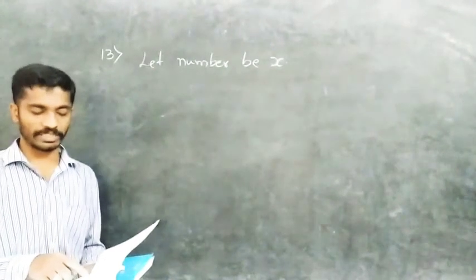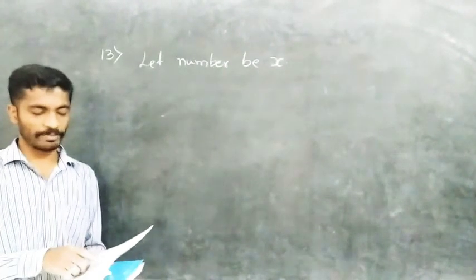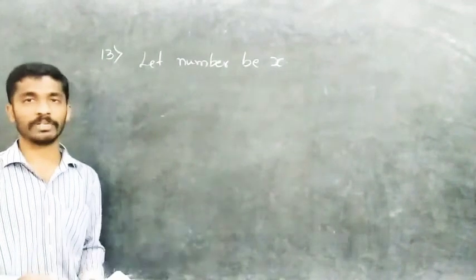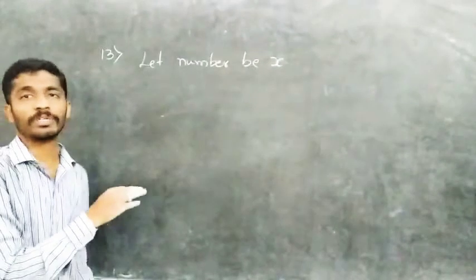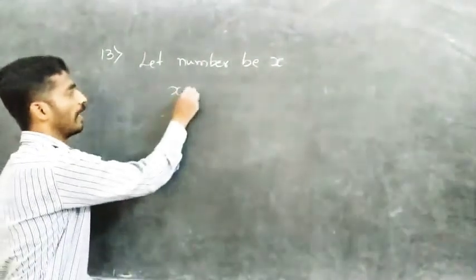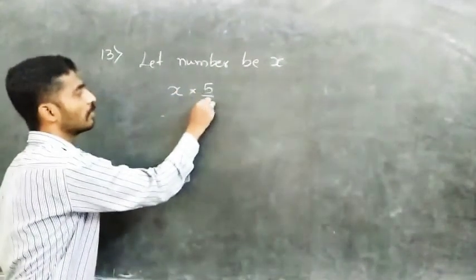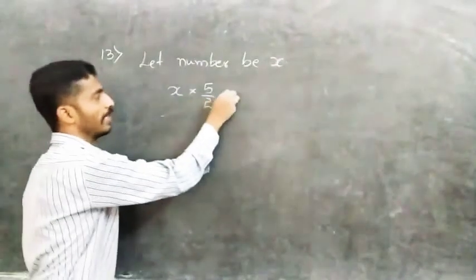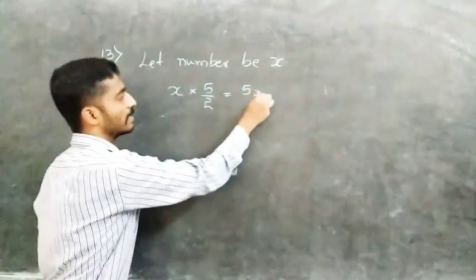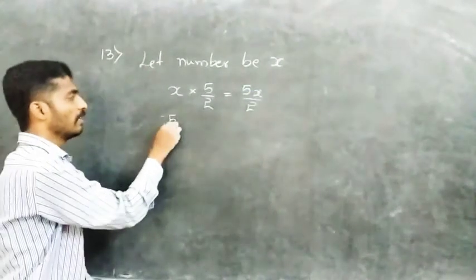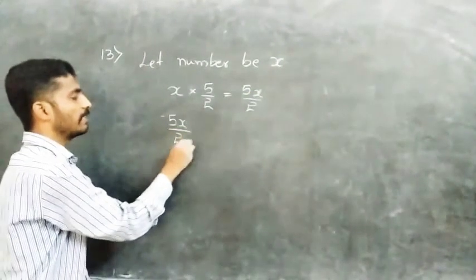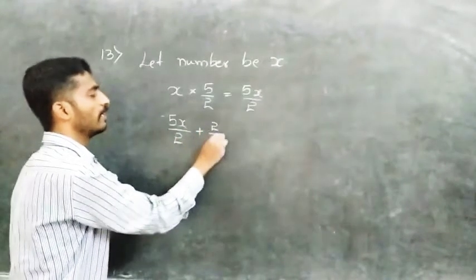In 13th problem, a rational number is such that when you multiply it by 5 by 2 and add 2 by 3 to the product, you get minus 7 by 12. What is the number? So let's take the number be x. So first what they will do? They will multiply it by 5 by 2. So x into 5 by 2, here we will get 5x by 2. And for this what they will add? They will add 2 by 3, means plus 2 by 3.